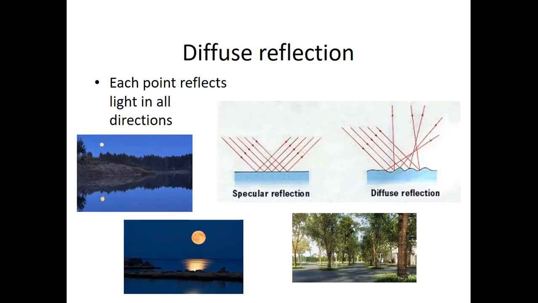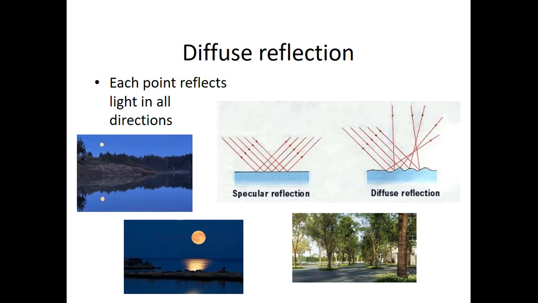A diffuse reflection would be if that lake were choppy. If the lake were choppy, now we don't have a smooth surface where all the rays strike parallel and then they're all reflected parallel. What we have is a bumpy surface where those incident rays are all coming in parallel to each other, but since the surface is uneven, now the rays are bouncing off at their own unique angles.